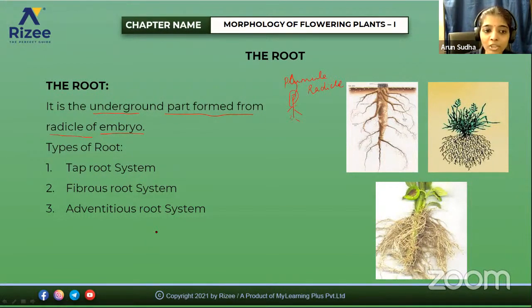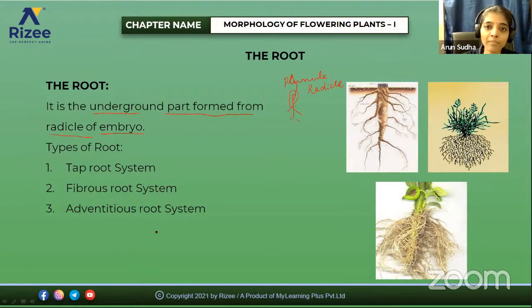So what is the main function of the root? It helps in the absorption of nutrients. Without the root, the plant cannot grow properly, because it is the main thing involved in the absorption of water and nutrients from the soil. So the plant obtains its nutrients only through roots. There are different types of root systems.